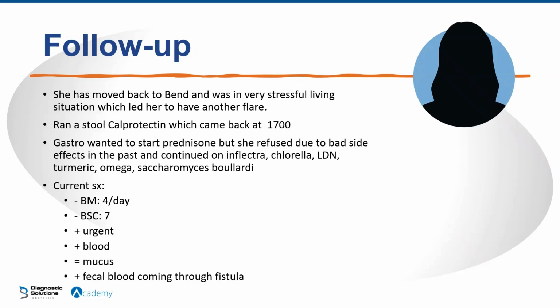Even on that whole regimen, she was having 4 bowel movements per day. They were watery bowel movements. She would have Bristol 7 bowel movements exclusively that would last a week or 2. They were urgent, bloody, and then the fecal blood coming from the fistula also sparked things to go wrong.